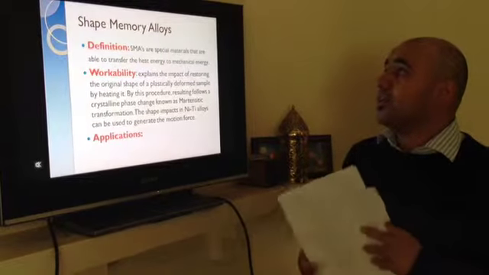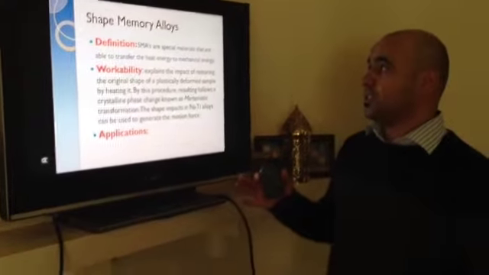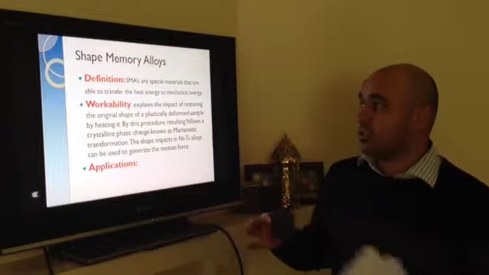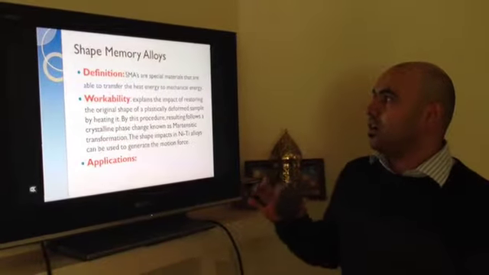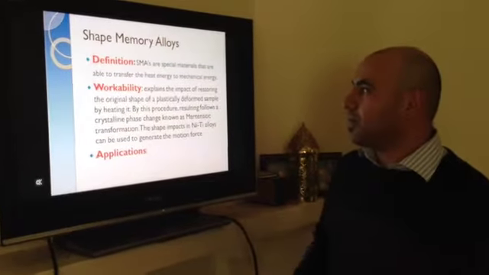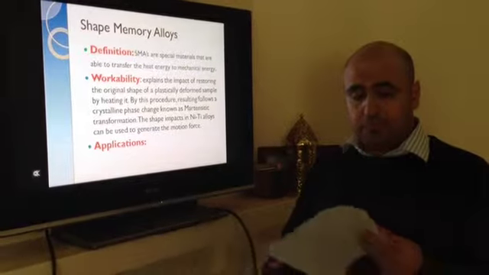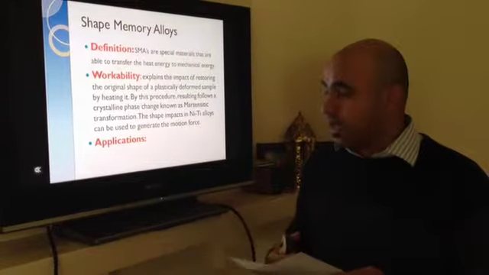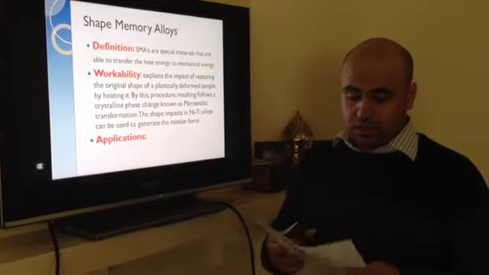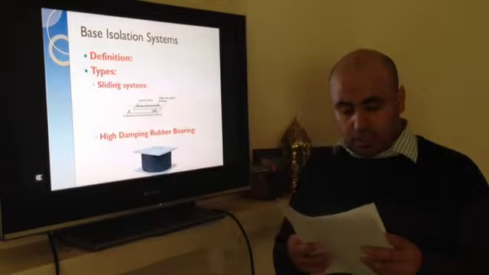Before the final part, I would like to talk about shape memory alloys. Shape memory alloys are special materials that are able to transfer heat energy to mechanical energy, so they change their shape depending on the heat, the temperature. They are widely used in applications in medicine, telecommunication, airplanes and piping systems, as well as structural materials.